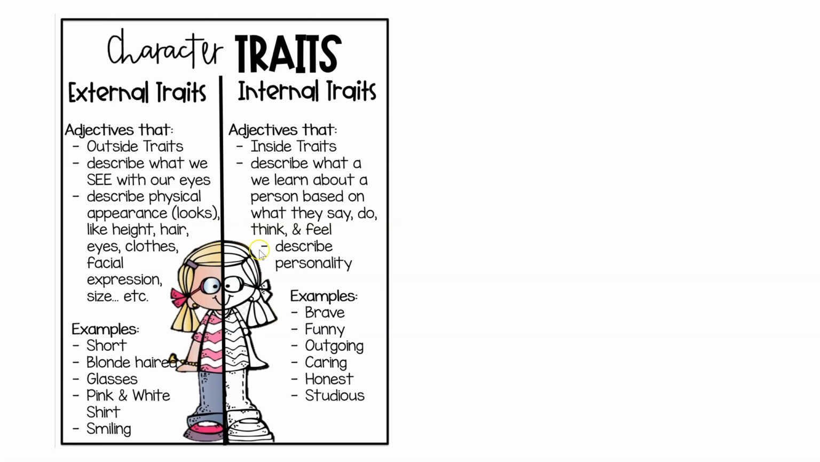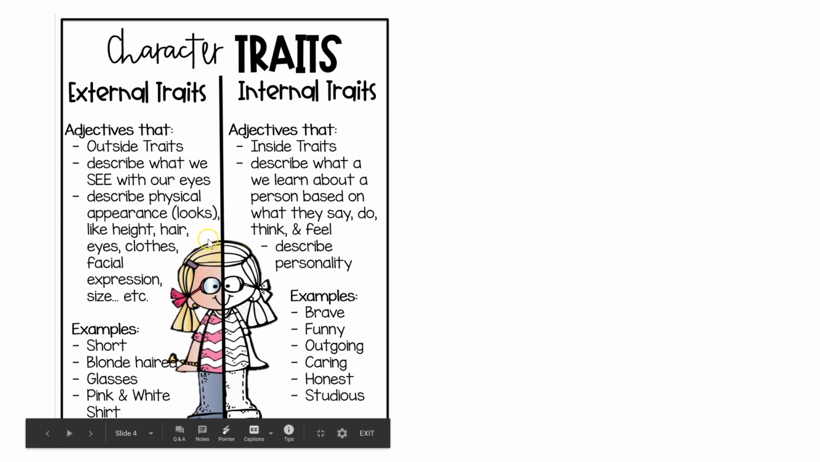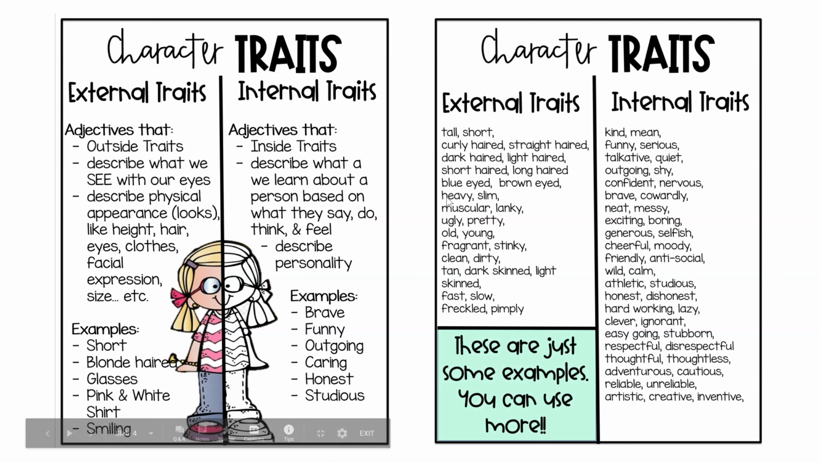So if we take a look at this diagram here, and we're looking at this girl's external traits, we can take a look at this chart here to describe her as short, blonde-haired, she wears glasses, she has a pink and white shirt, and that she's smiling.